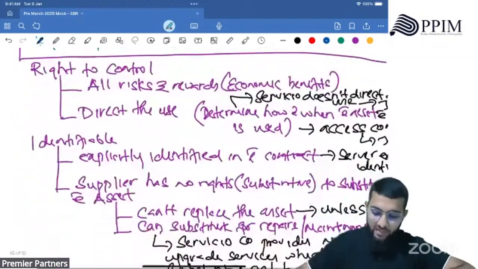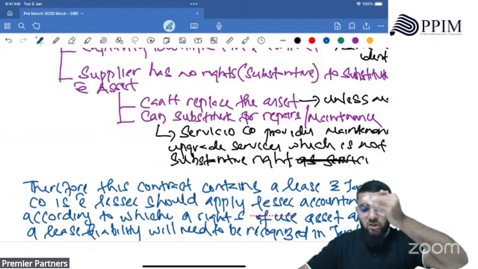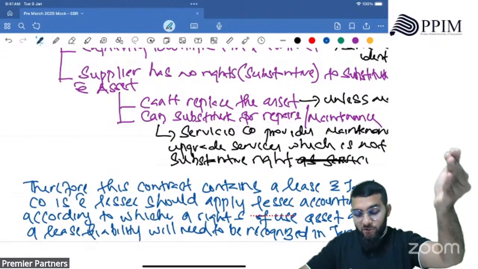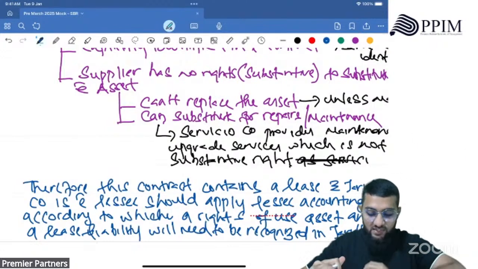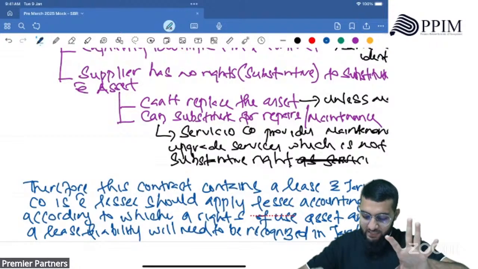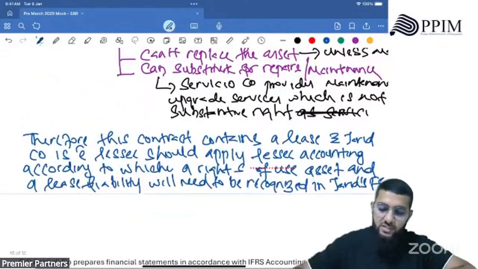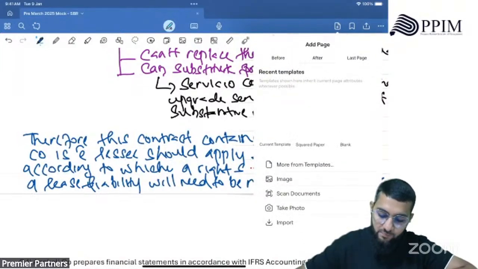So we explained, we put ServiceCo as a topic, gave the knowledge, we applied it to a scenario, and therefore this contract contains a lease and Jaritco is the lessee and should apply lessee accounting, according to which a right of use asset and a lease liability will need to be recognized in Jaritco's financial statements. Clear?